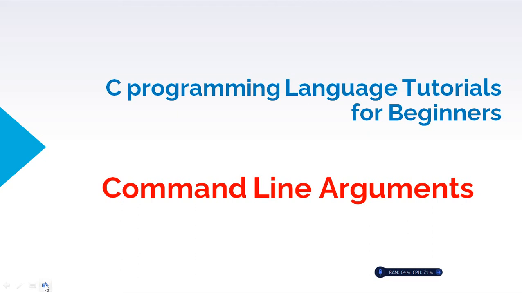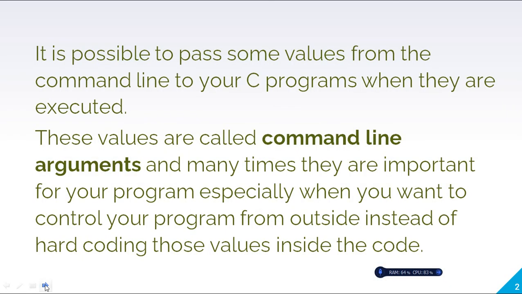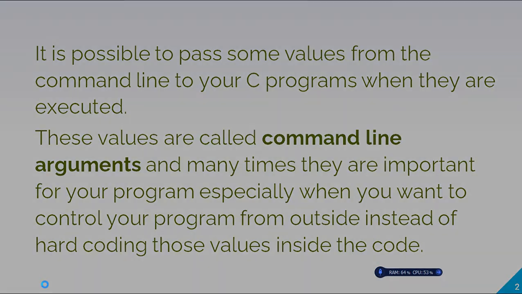Hi everyone, in this video I am going to explain the concept of command line arguments in C programming language. In C programming it is also possible to pass some values from the command line to your C program when it is executed. These values are called command line arguments, and they are often important for your program, especially when you want to control your program from outside instead of hard coding those values inside the code.